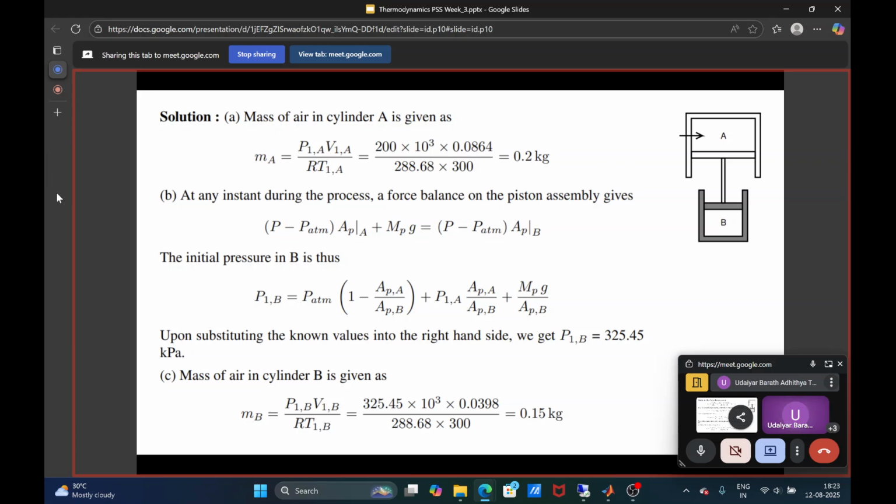Then, at any instant, what is the force balance, the force acting on the piston? So we write a force balance for the piston assembly here.